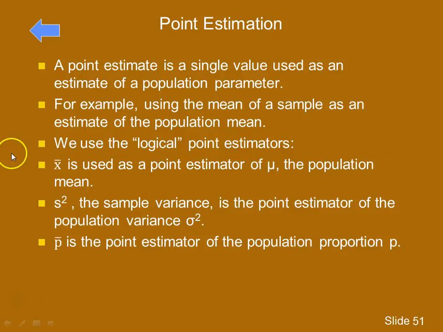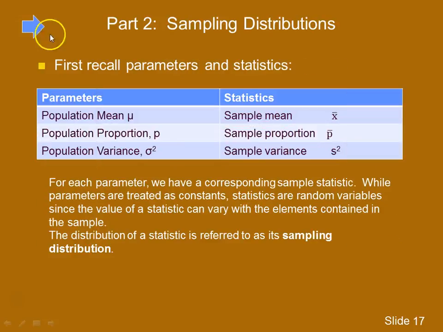We tend to use what I call the logical point estimators in this course. Let's go back to an earlier slide. Remember at the beginning of the module, we talked a little bit about population means, population proportions, and variances. And every time we've had a population parameter like that, we've had a corresponding sample statistic. Well, these sample statistics are basically going to become our point estimators. We will use x bar as a point estimator of mu. We will use p bar as a point estimator of p. S squared becomes a point estimator of sigma squared, and so on.